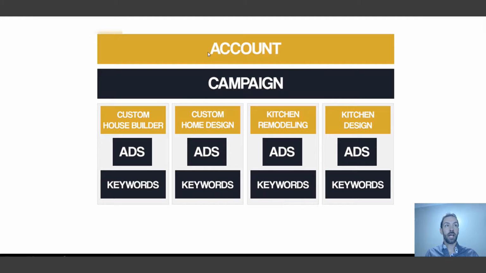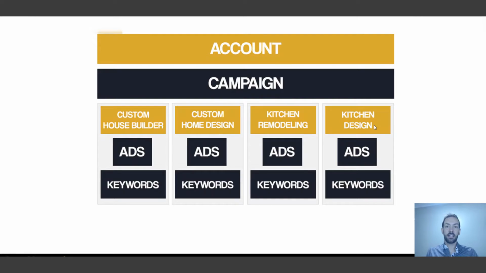So overall, we have your account structure, which has global settings such as the currency, the time zones, etc. Beneath that, you have campaigns. Now, campaigns will be set up into the actual core services or different services that you have within your business, such as home building, kitchen remodeling, bathroom renovation, etc. Now, you'll have different campaigns per service, as I've just mentioned, and underneath you have ad sets.